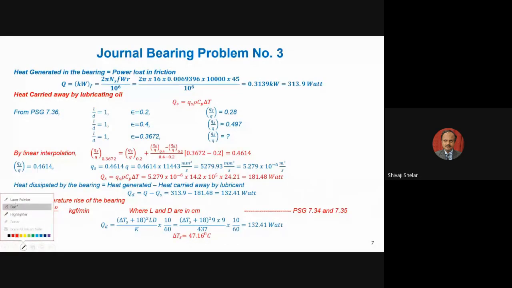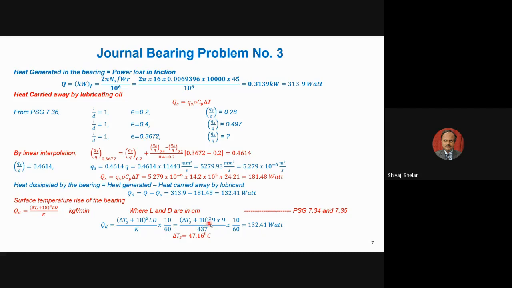The design calculation here says QD is equal to delta TS plus 18 bracket square into L by D upon K into 10, converting kgf into Newton, divided by 60, converting minute into second. So we are putting these values here. QD is now calculated as 132.41, so that value is put here. Delta TS is unknown; we are going to determine it here.